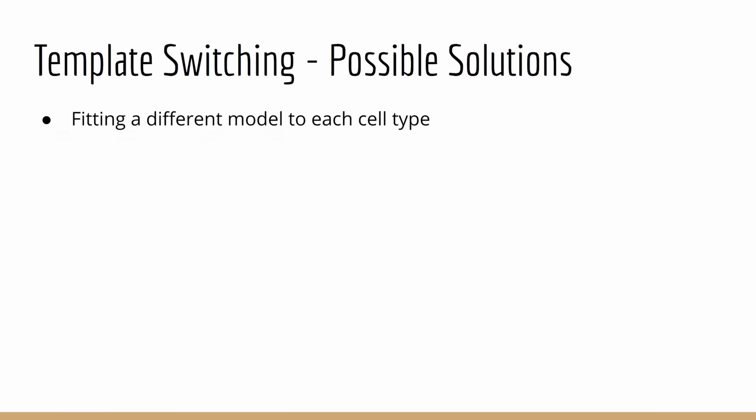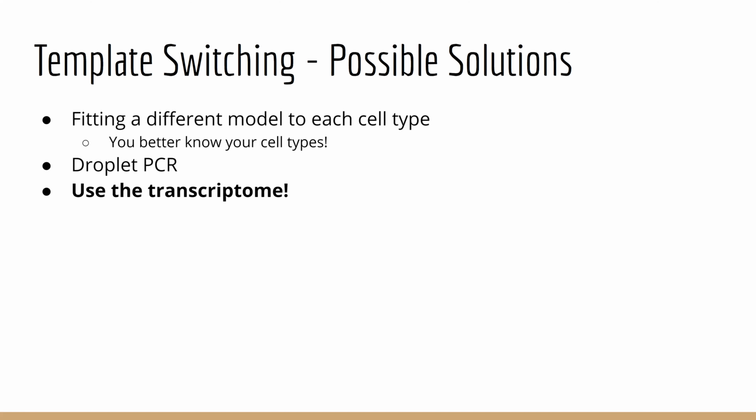And so we had a few different options. The first was, well, you could fit a different model now to each cell type, but that would be a pain because you better know your cell types. As soon as you get one wrong, you might be making claims that those cell types have higher expression when it could be some type of artifact. Another alternative is to switch to a droplet PCR method, which would be, I think, the default wet lab solution to this problem. But to minimize wet lab work, I tend to default to computational solutions.